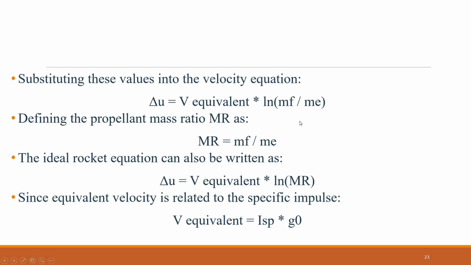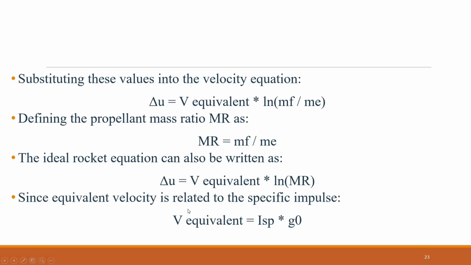Defining the propellant mass ratio MR as propellant mass ratio equals initial mass divided by empty mass. The ideal rocket equation can also be written as change in velocity equals equivalent velocity multiplied by natural logarithm of the propellant mass ratio.